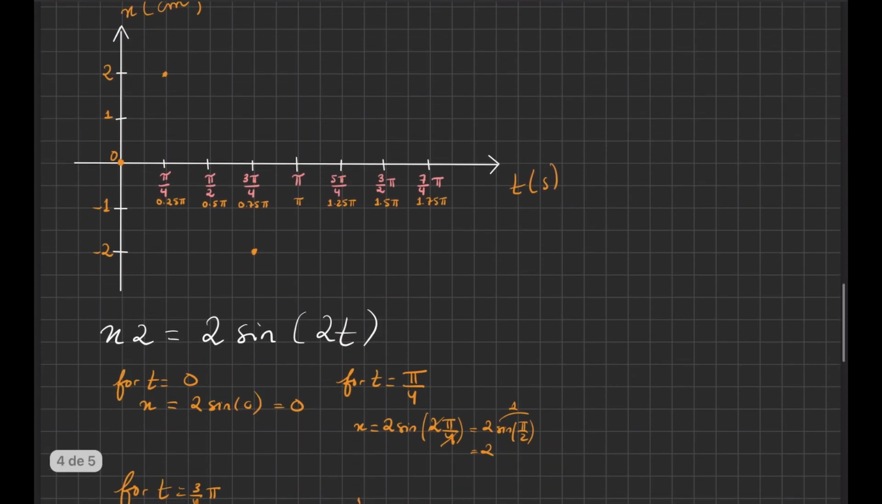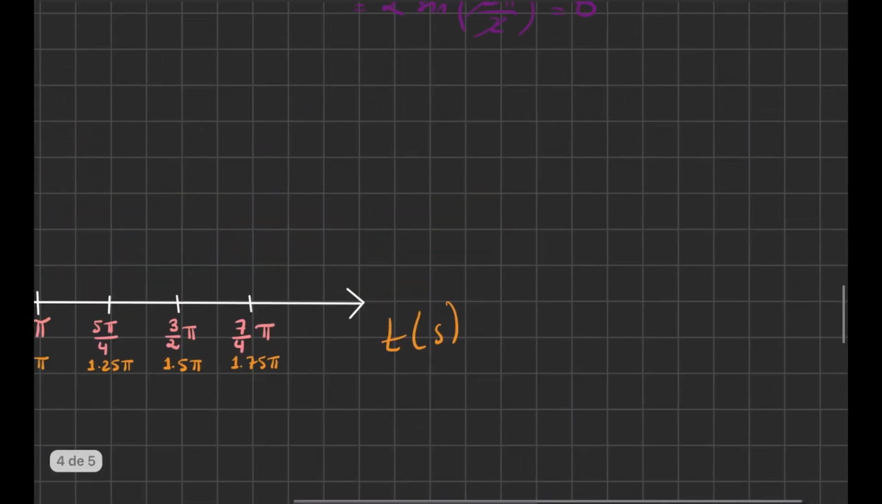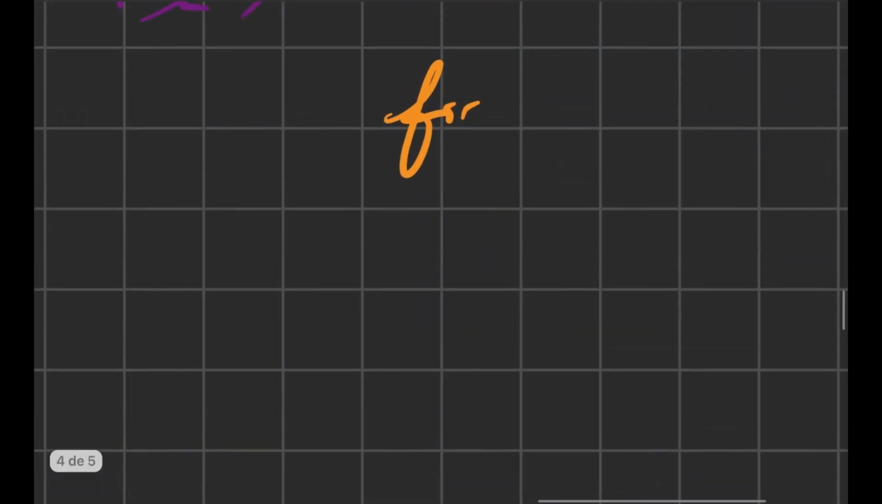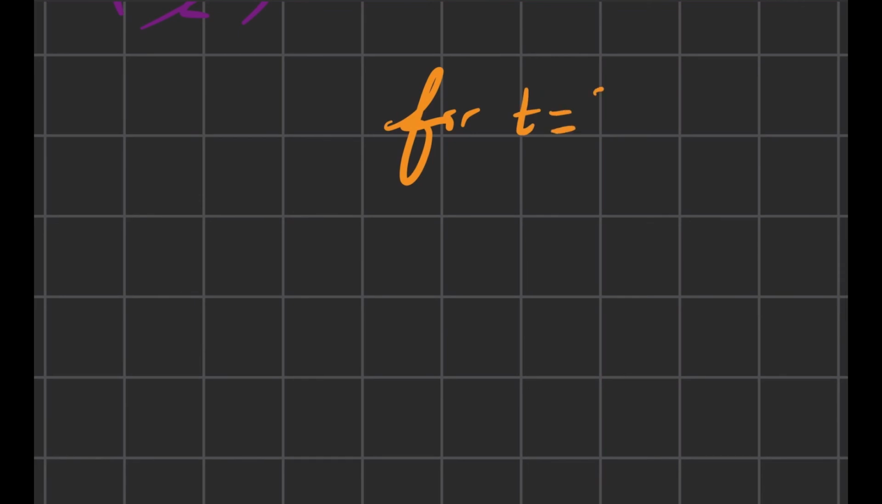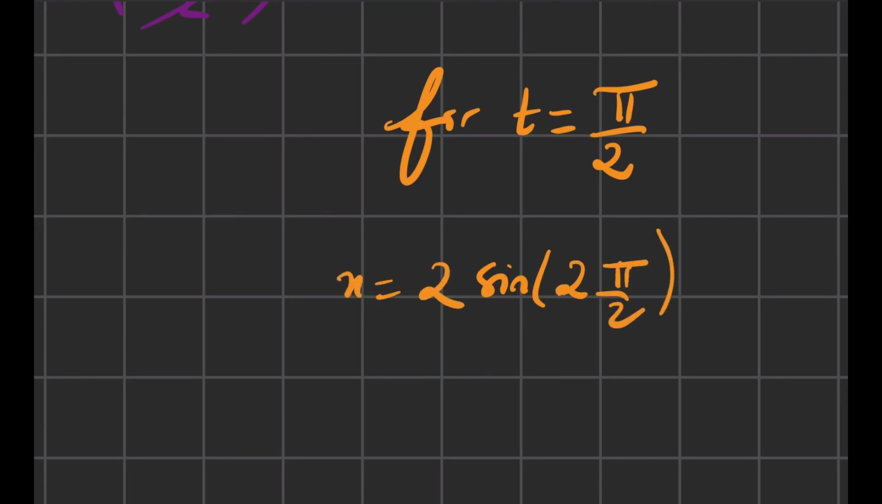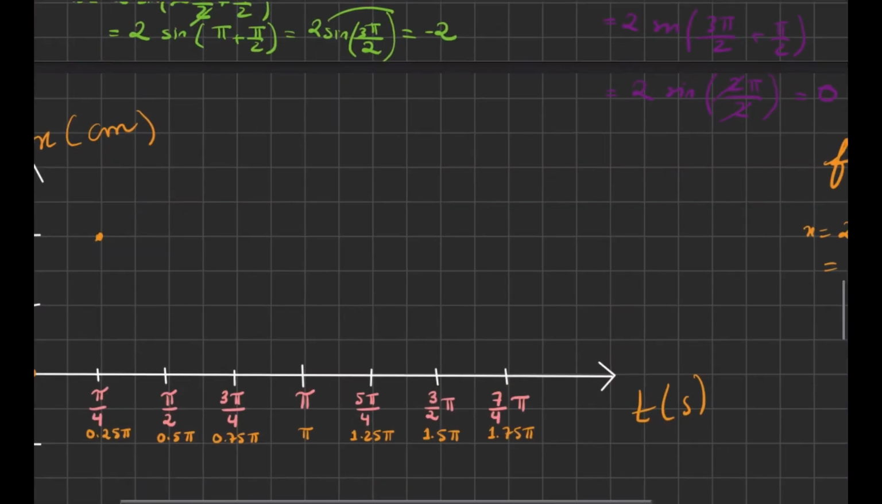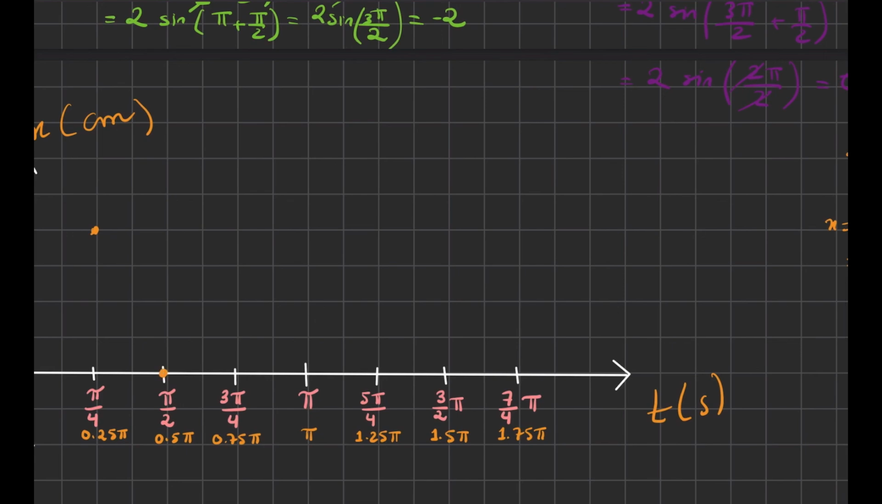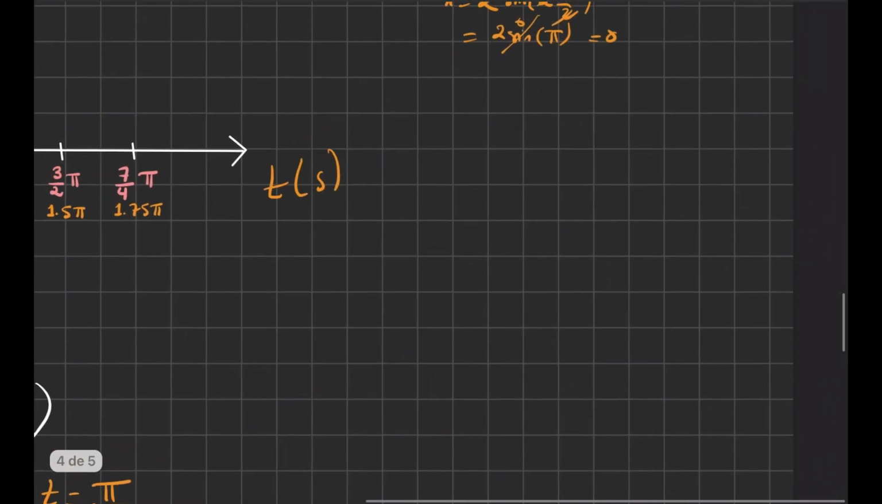Let's just redo the pi over 2. I'm going to redo it here. t equals pi over 2, x equals 2 sine 2 pi over 2, that's 2 sine pi, and 2 sine pi is just 0, so that would be 0. So this point would be here.